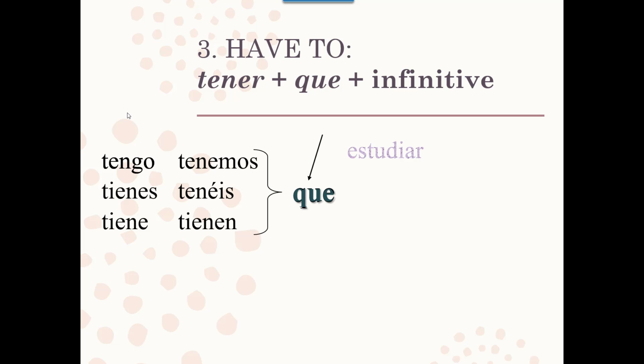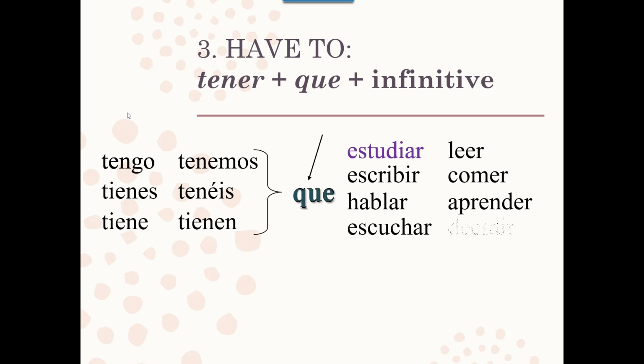Then you need to be careful with the verb to have because there is this structure that is super important. When you're saying I have to do something with a verb right after, I have to study, I have to eat, I have to go somewhere, you're going to use this structure. Tener, one of the forms of tener. If it's I have, it will be tengo. And then you need to use this que. This together will be kind of like I have to.